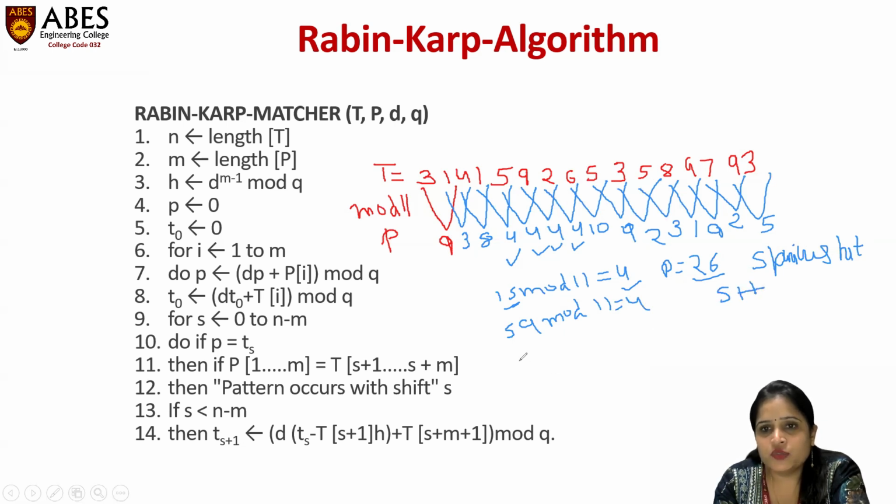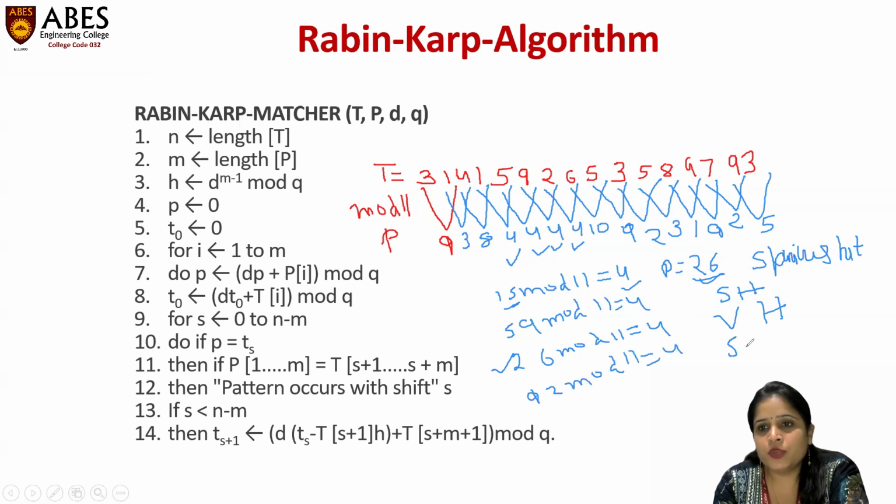Our next is 26 mod 11. Again, the value is 4. Here you can see pattern 26 matches 26. So this is a valid hit. Next value is 65, 26. The next one, 92 mod 11, again found 4. So this is again a spurious hit because the pattern is not found. So in this example we have one valid hit and three spurious hits.